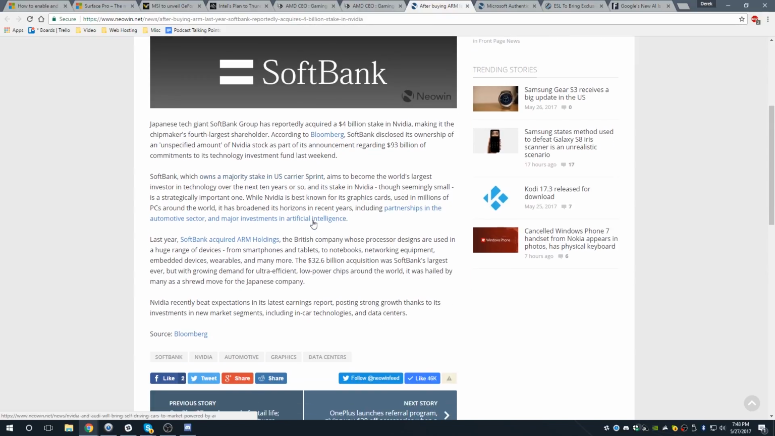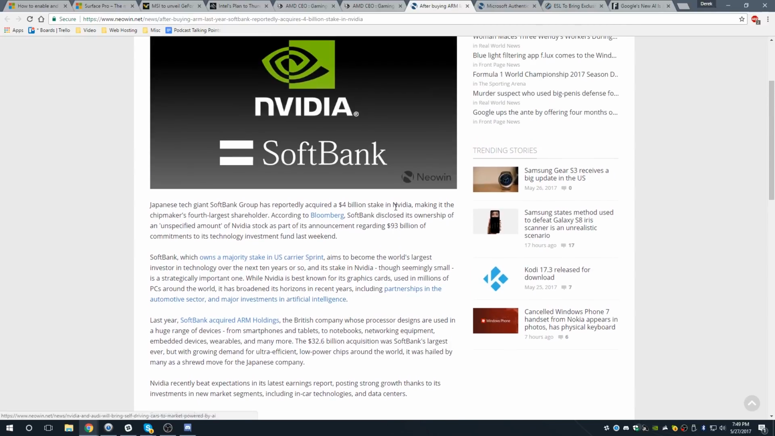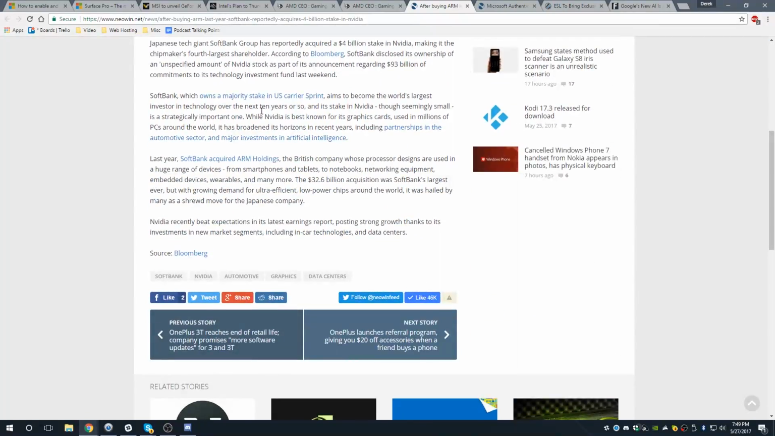SoftBank has one thing in mind, and that's to give money to the tech industry to watch it boom. Buying a $4 billion stake within Nvidia made them one of the top 4 largest shareholders of the Nvidia corporation. This is just mentioning how Nvidia has partnerships in automotive and major investments in AI, which we've covered in previous episodes as well.